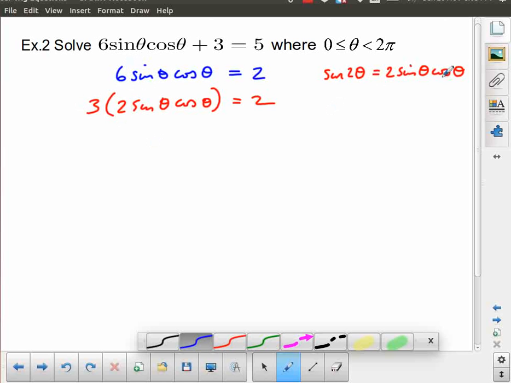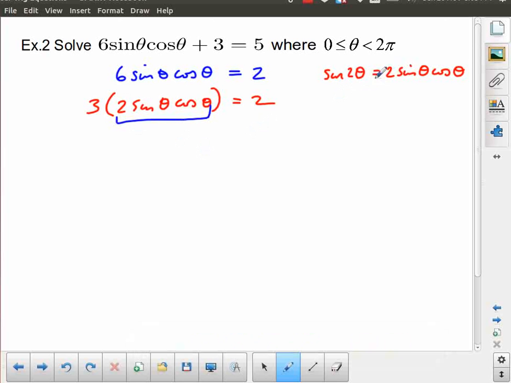Now, if it didn't work out nicely that way, the other thing you could have done is rearrange this for sine theta cos theta and just replace. So that would have been divide both sides by 2. So where I see 2 sine theta cos theta, I can replace that. So now that's 3 sine 2 theta equals 2. I'm going to divide both sides by 3, so I end up with sine 2 theta equals 2/3. Pause for a moment here.